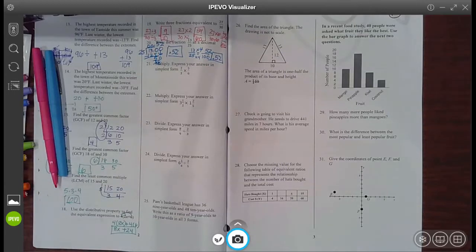Hello, my little mathematicians. Let's go ahead and finish our final study guide number 4 problems. Let's start with problem 21.